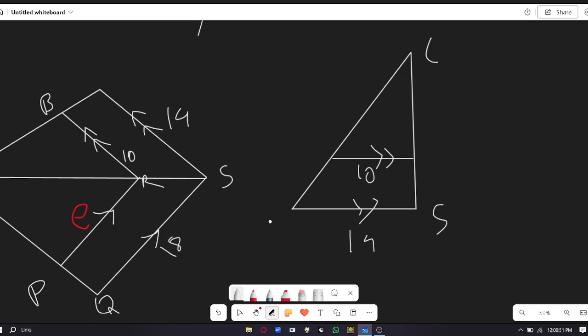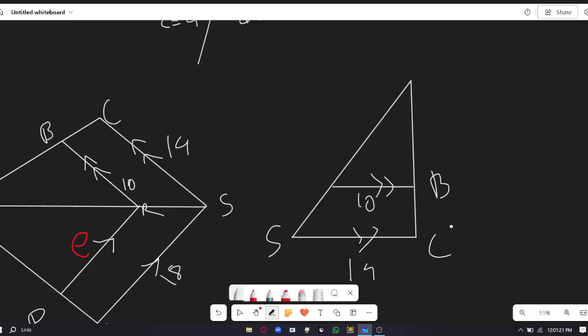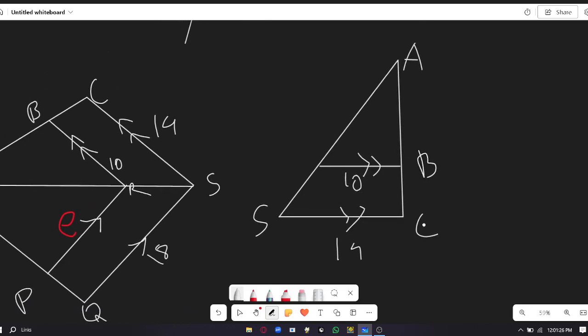S. No, that's not C. This bottom one. This is C, this is S, this is B. Oh, wait, no, this is S, this is C. This is A. Okay, so now we have to.